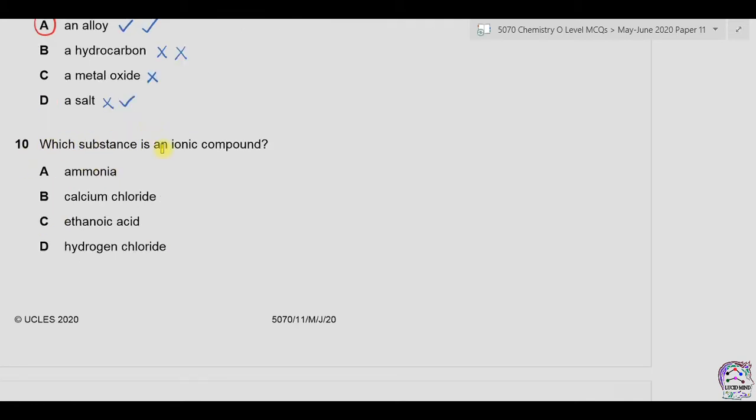Question 10. Which substance is an ionic compound? Now ionic compound is formed between metal and non-metal, and metals are from group 1 or group 2 usually, and non-metals are from group 6 or 7. Group 1 and 2 lose electrons to group 6 and 7 and therefore ionic compound is formed. A is ammonia. Ammonia is made up of nitrogen and hydrogen, as both are non-metals, so therefore this is incorrect.